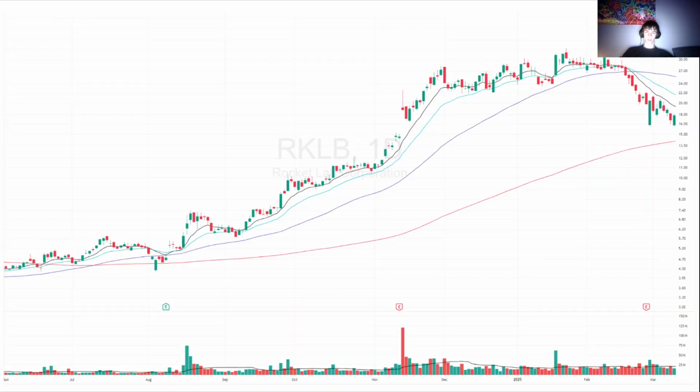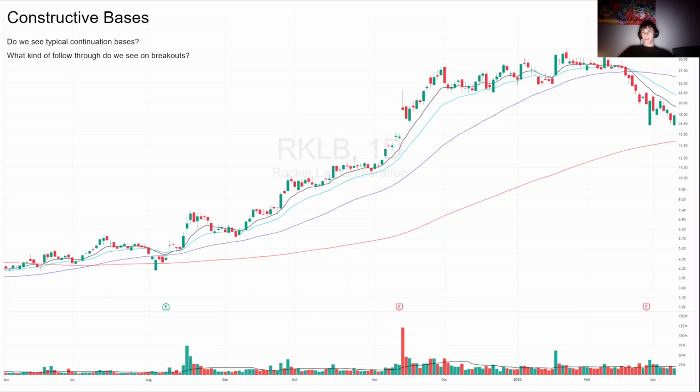So we're going to look at a couple charts here. We're talking about constructive bases. Do we see typical continuation bases in this chart? I'm going to point to some of them, we're going to label them, but as a whole, what do you see when you look at this chart? Because when I see this chart, I see a couple things.